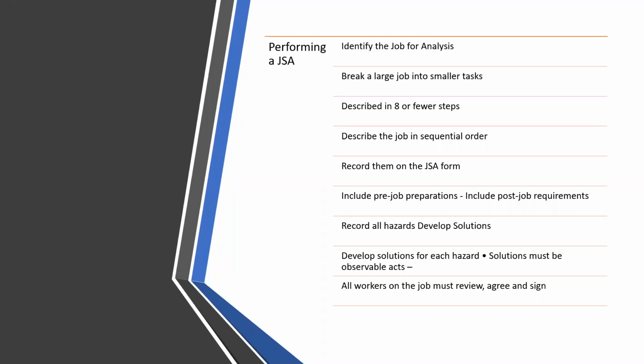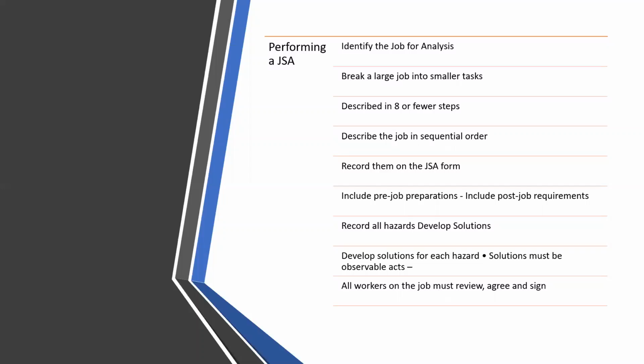All right, so now that we understand why a JHA, or a JSA, is important, let's identify the job for analysis. The first step is we need to break this job down into smaller steps. If they're going out there to hook up wiring in a building, they don't just put down "wiring a building." That's the main job they're out there for, but we need to break it down into job steps. What does it take to wire that building?